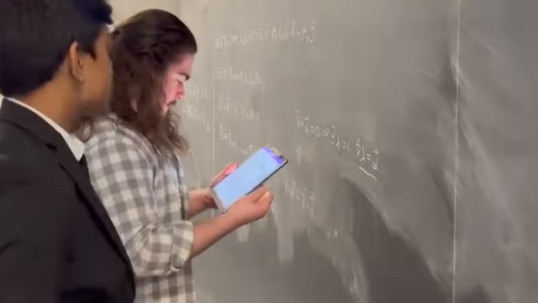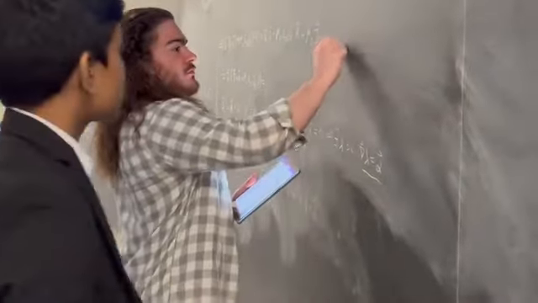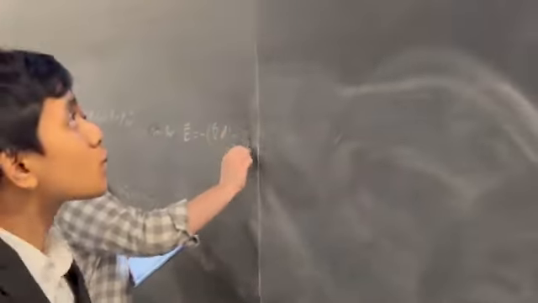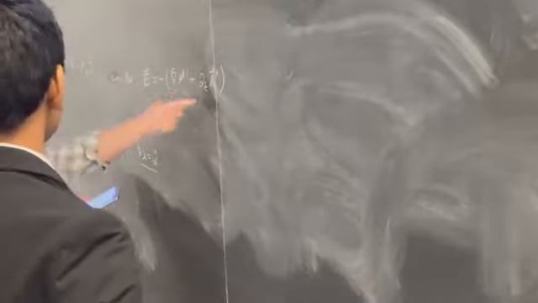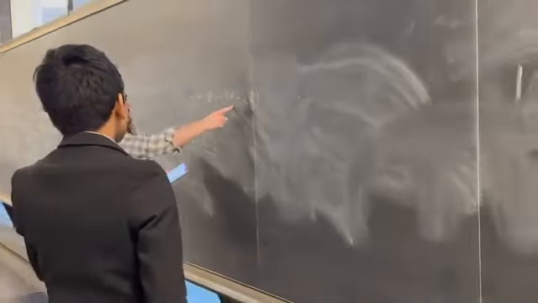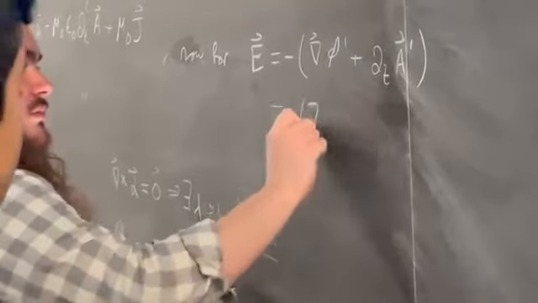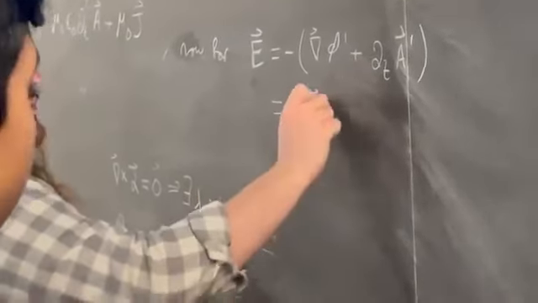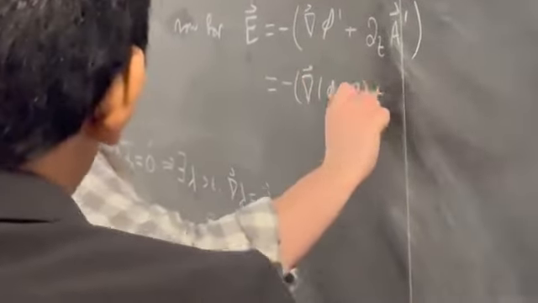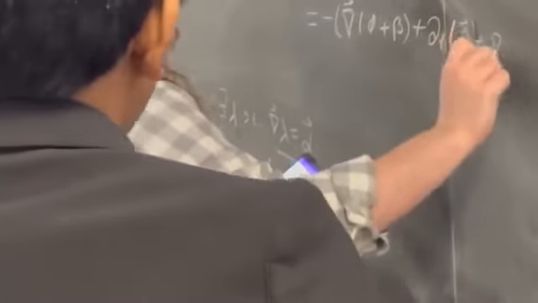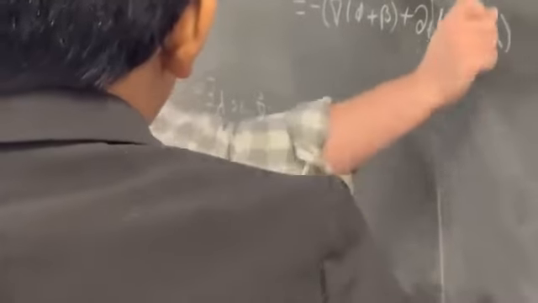now for E, it's a function of both phi and A. We need to figure out how to make E also be equivalent to the original. We need to make phi prime and A prime describe the same field. So, subbing in what we have for phi prime and A prime, we have the gradient of phi plus beta plus partial t of A plus alpha, but we already proved that alpha should be this gradient right here.